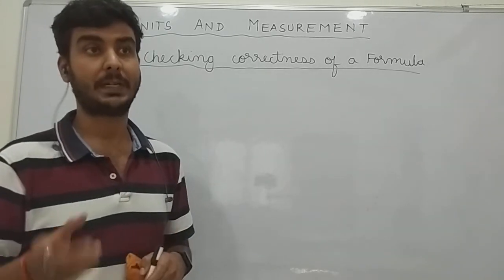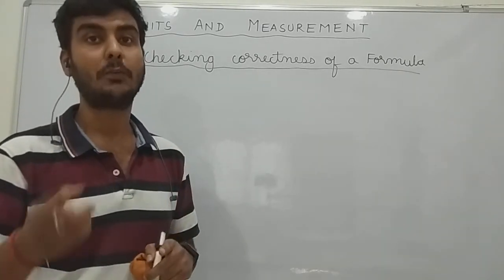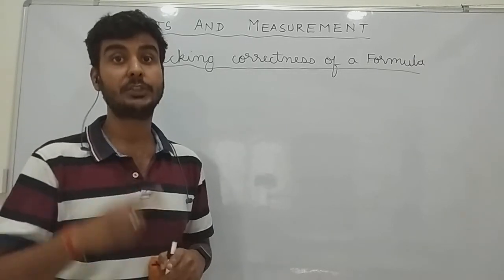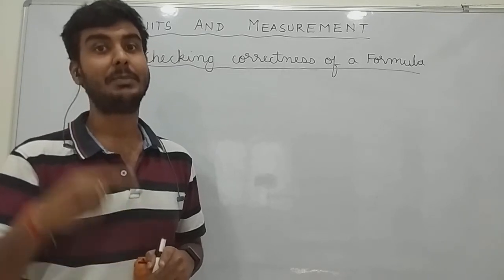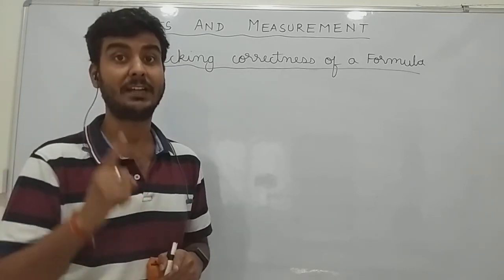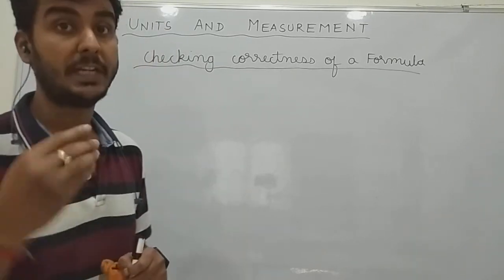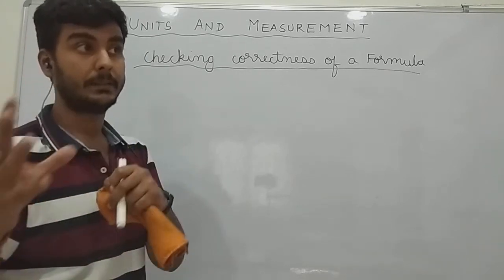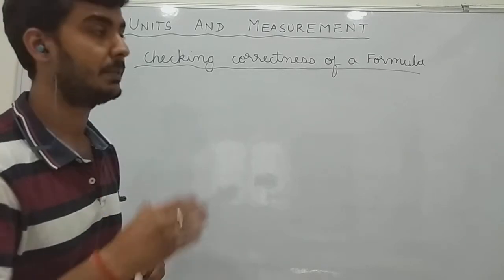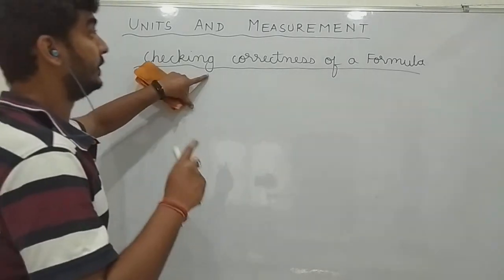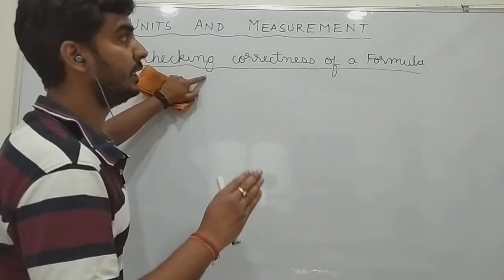be added or subtracted. So remember, sometimes it is asked what is the principle of homogeneity. The principle of homogeneity says that only those physical quantities can be added or subtracted which have the same dimensional formula. Understand? So try to remember this if you are asked in the examination or anywhere. Checking the correctness of a formula is based on that principle of homogeneity only.